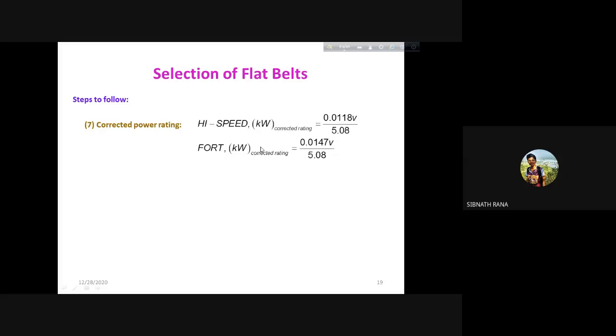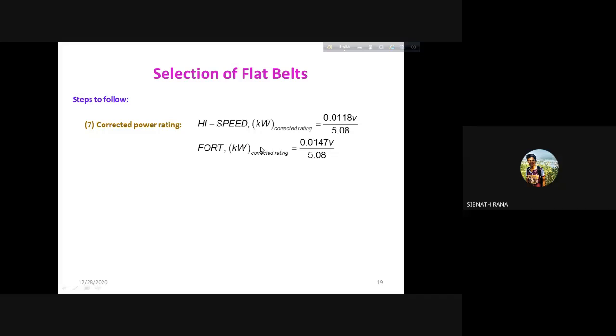Sir, why are 2-ply, 3-ply used? For strengthening the belt. If it is 2-ply, it is stronger than 1-ply. If it is 3-ply, it is stronger than 2-ply or 1-ply. Okay, just for strengthening the belt.